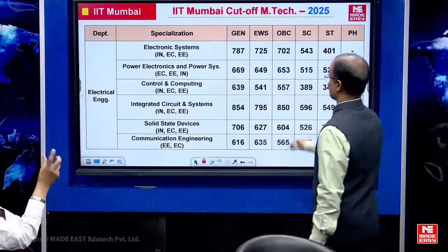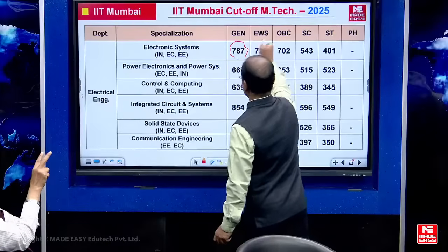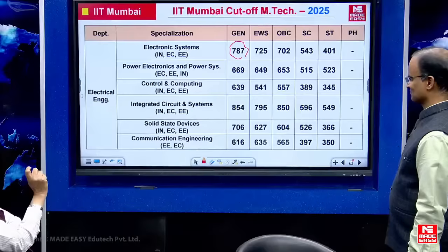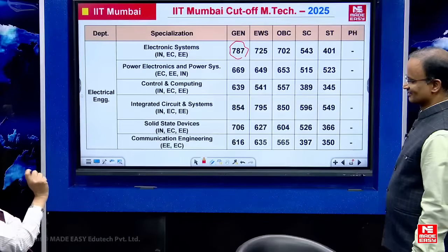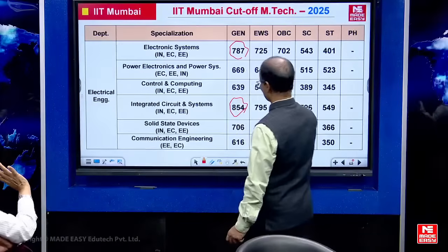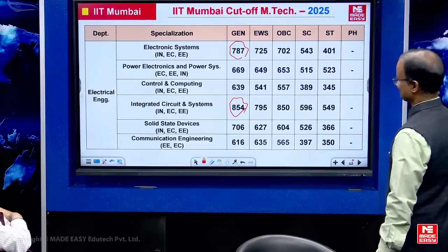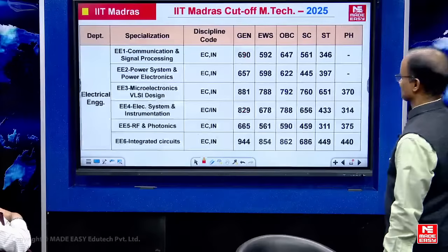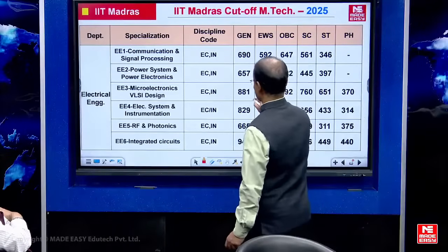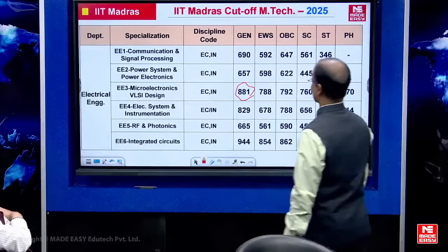Again, electronic systems. These are final cutoffs. These are again 787. And incidentally, the electronic systems engineering program in IIT Bombay is a very sought after program, very high in demand. But the highest honors go to integrated circuits. Integrated circuits, 854. Okay. Again here 881, sir. Again VLSI. VLSI 881, needless to say.